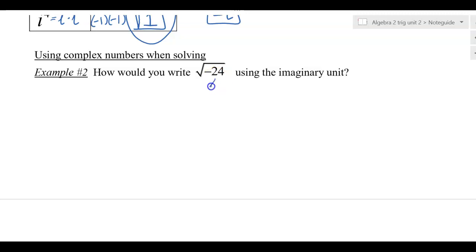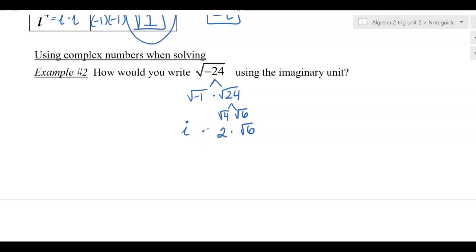So we want to think of the square root of -24 as really being the square root of -1 times the square root of 24. And how do I now express the square root of -1? i. Okay, so that's an i. And then for the square root of 24, now that you've taken the negative away from it, you just break it down like you normally would. So the square root of 24 is square root of 4 times square root of 6. Square root of 4 is 2. So I basically have a 2 times an i times a rad 6.